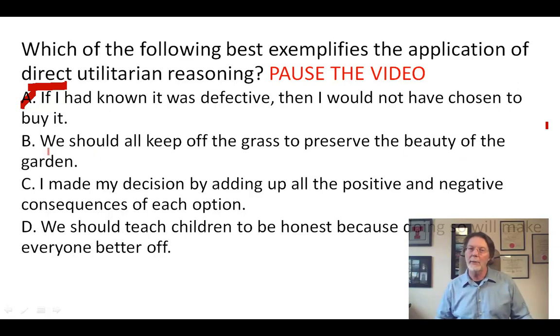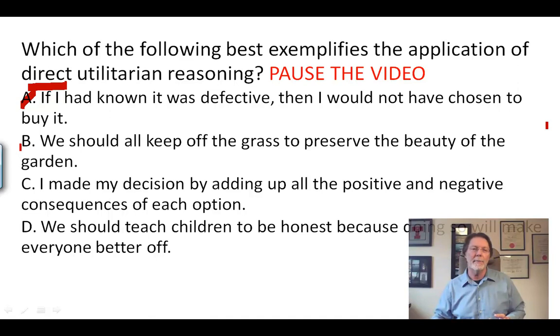This is a rule, right? Keep off the grass to preserve the beauty of the garden. It's a case where direct utilitarian reasoning might take us wrong, because we might say, well, I'm not going to do very much damage, but I will really enjoy walking on the grass, so it's okay for me. That's what the direct utilitarian would think. Here, we've got a rule against that.